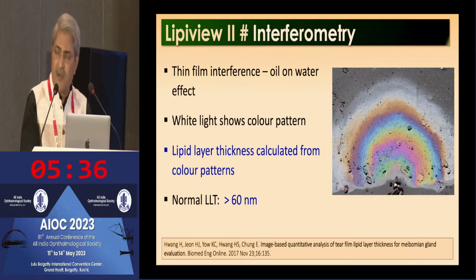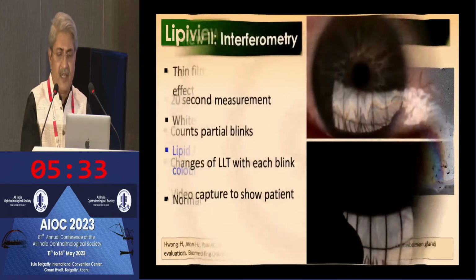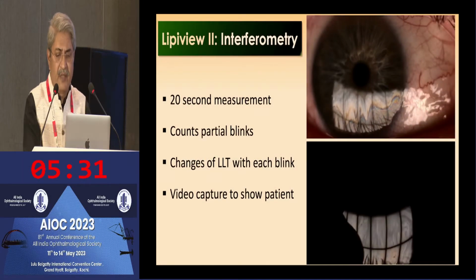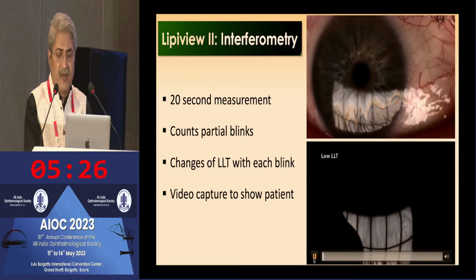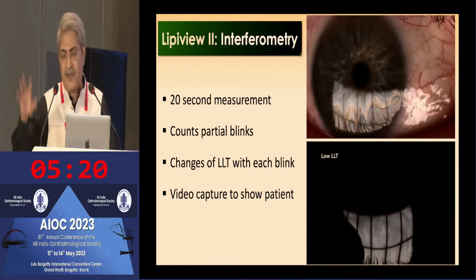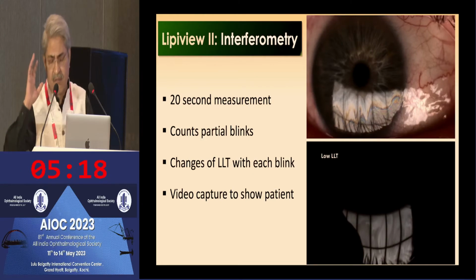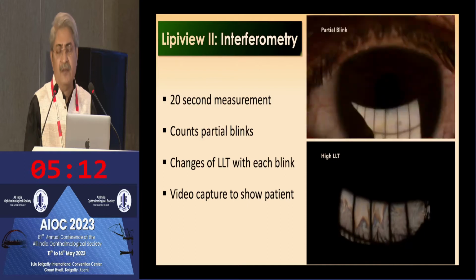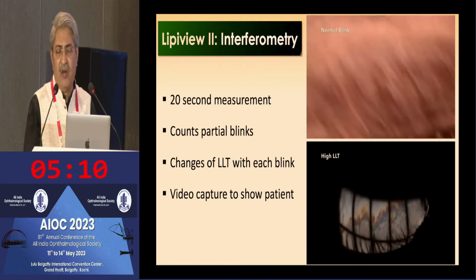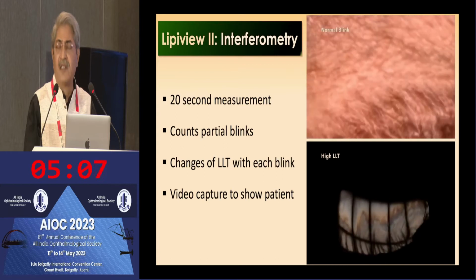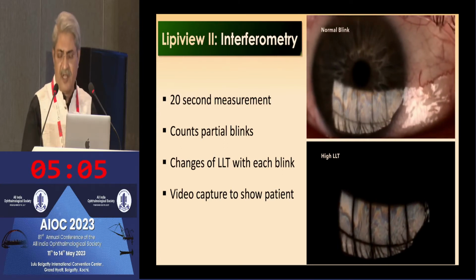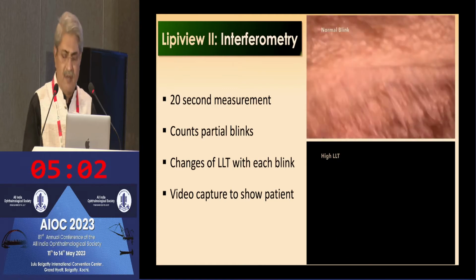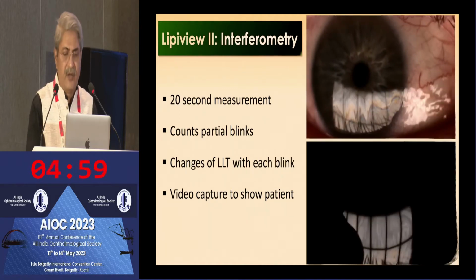Normal LLT is more than 60 nanometers, as I said earlier. And if you see the blink dynamics, it is different. So there is high and low. You see these interference fringes, and you can actually guess that something is wrong. The video captured this in high and low LLT. With each blink, these fringes change, and it changes with the level of meibomian gland dysfunction.